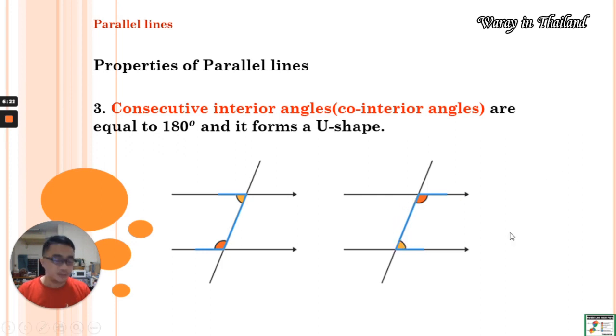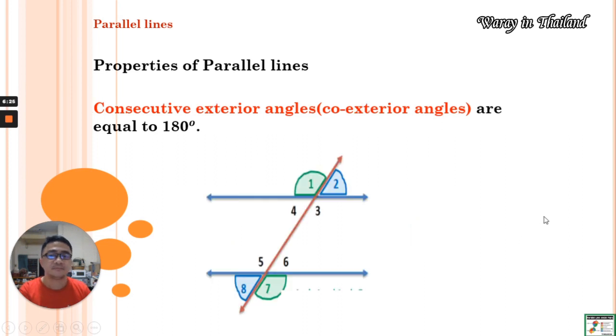So now we go with the exterior. Exterior angles can be found in the exterior part of the parallel lines. Again, they are also equal to 180 degrees, such as angle 1 and angle 8. They are co-exterior angles, and their sum is 180 degrees. You will see that they are on the same side of the transversal line, angle 1 and angle 8 on the left side, and the sum of the two angles is 180 degrees, or they are supplementary.